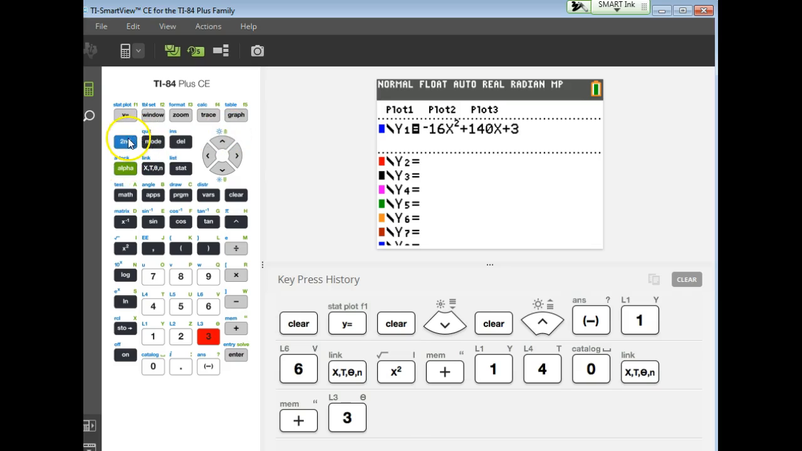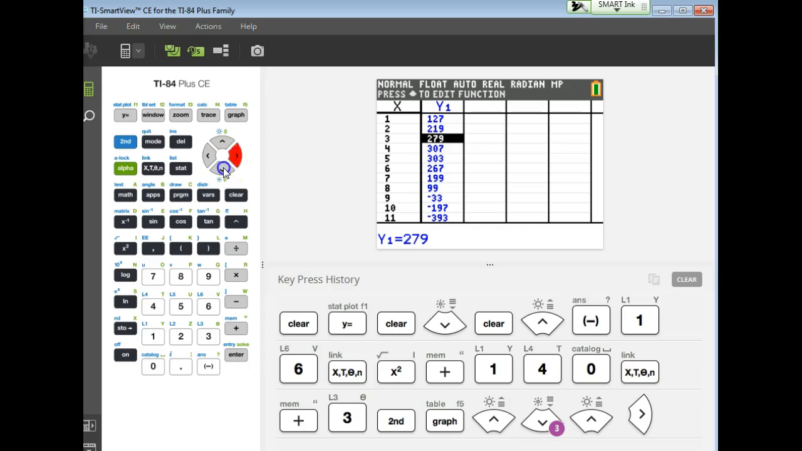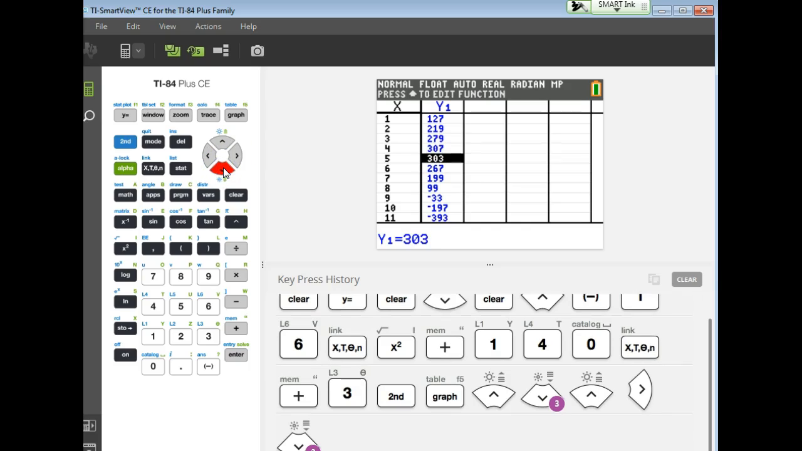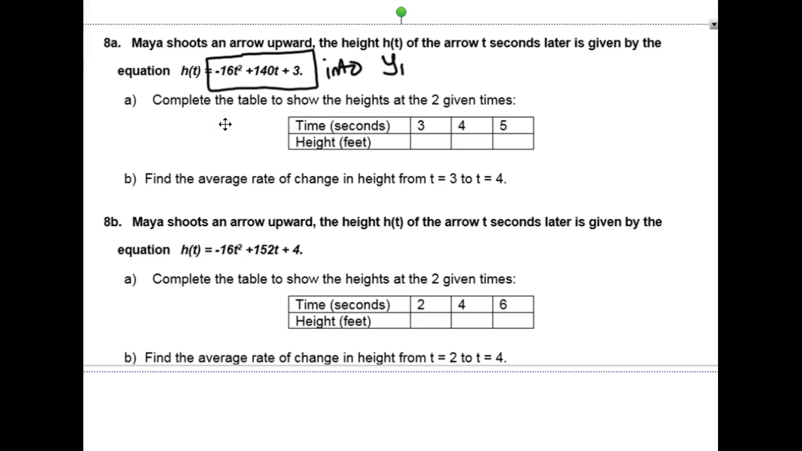And then for the table, I would just go to the table to fill out by going second graph, and it should be in autofill mode, and then I would just copy the heights of the arrow for 3 seconds, 4 seconds, and 5 seconds. So here's 3 seconds, there's 4 seconds, and there's 5 seconds. Once you get the data entered back into your paper from the calculator, the height was 279 feet at 3 seconds, 307 feet at 4 seconds, and 303 feet at 5 seconds.